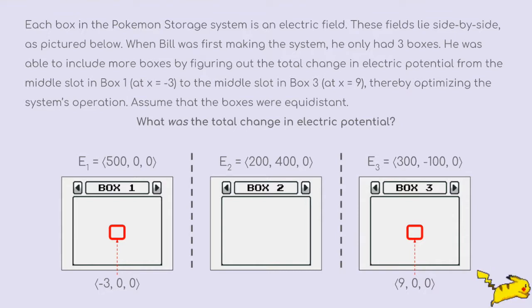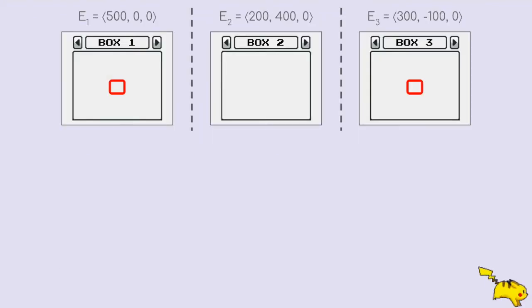Assume that the boxes were equidistant. What was the total change in electric potential? The change in electric potential is found by taking the dot product of the electric field and the displacement vector delta L. Here we can see that we have 3 distinct electric fields: 500, 0, 0; 200, 400, 0; and 300, negative 100, 0. We are given the positions of 2 slots in the box system at negative 300 meters and 900 meters.